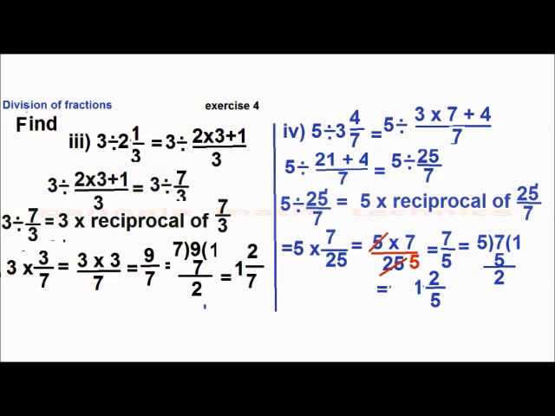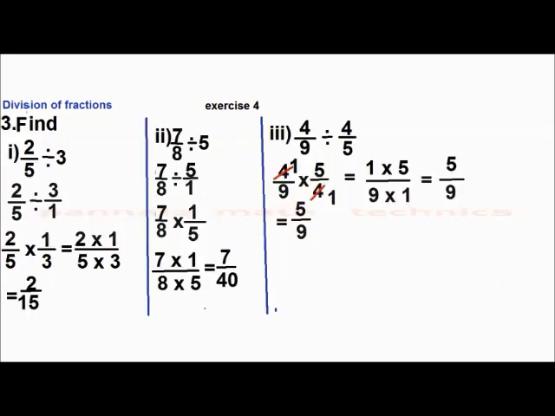So 3 divided by 7/3 becomes 3 times the reciprocal of 7/3. The reciprocal of 7/3, we know, is 3/7. That is equal to 3 times 3/7, and it becomes 9/7. Again, it's an improper fraction, so convert it into a mixed number. That will become 1 2/7.